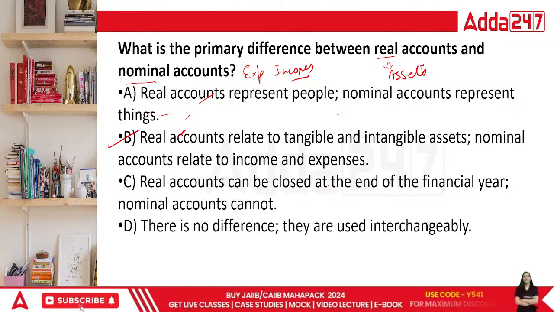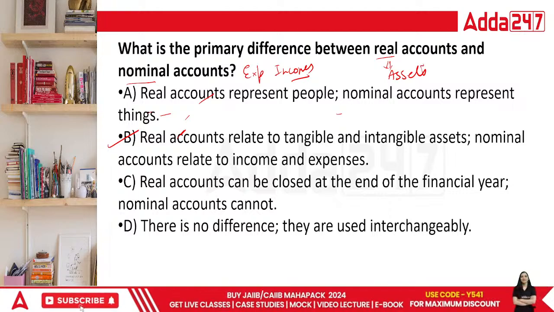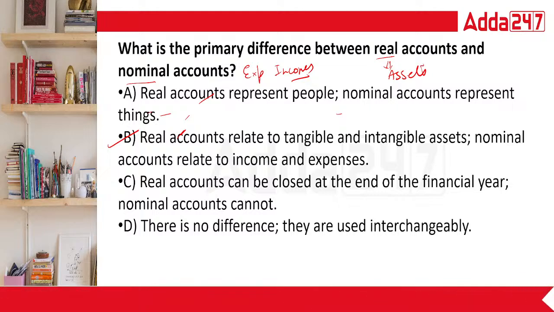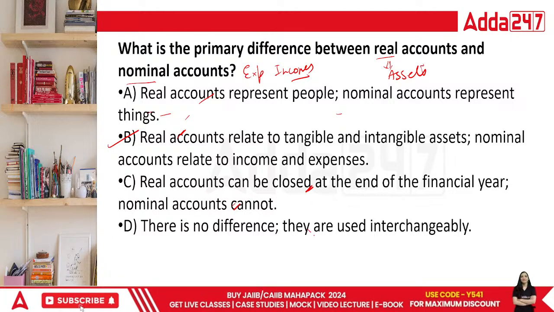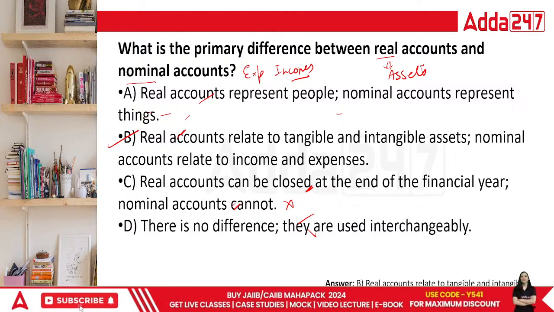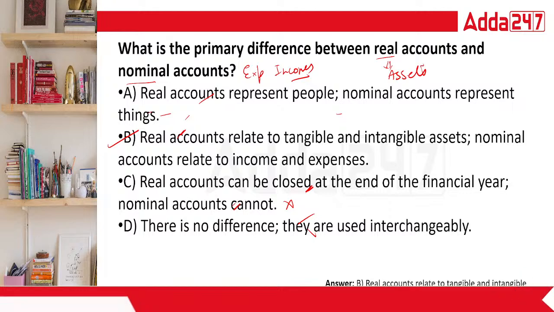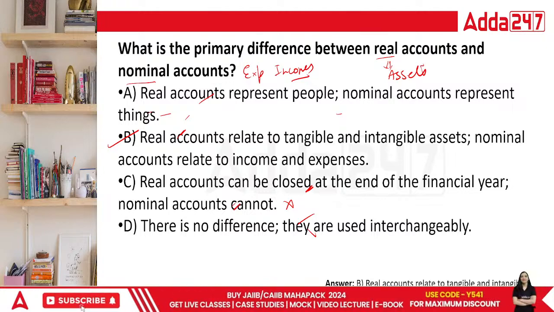Real accounts can be closed at the end of the year. Assets can be closed if you're done with those. If you aren't, then they are to be carried forward. And what about expenses? Expenses are taken on a yearly basis. And there is no difference, they are used interchangeably. This particular point is definitely not making sense at all. So this part is gone, this part is gone. The correct answer is B itself, everyone. Real account relates to tangible and intangible, both kinds of assets. And when we talk about nominal accounts, it says debit all the expenses and losses and credit all the incomes and gains.